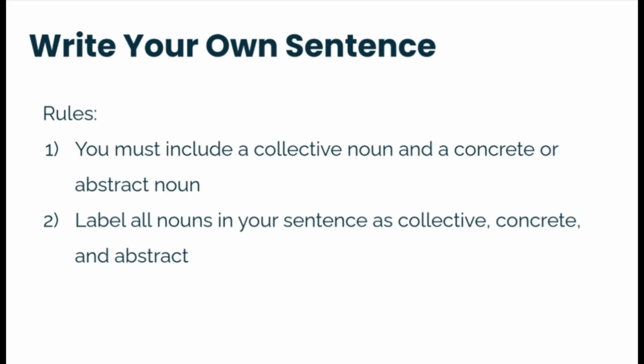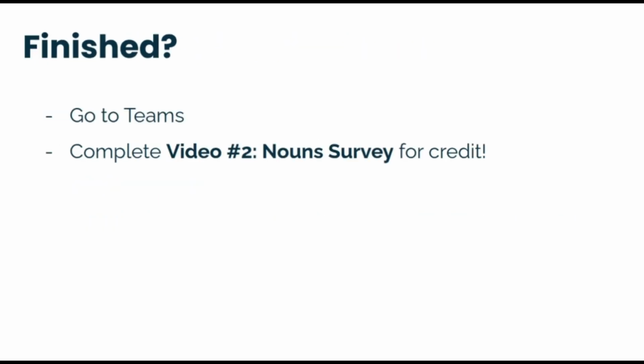All right, this last part you are going to do on your own. It's your chance to write your own sentence. Of course, you can use the sentences that we practiced with above as models, but I do want you to be creative with the sentence you come up with. Couple rules. You must include a collective noun and a concrete or abstract noun. And I need you to label all nouns in your sentence as collective, concrete, and abstract, just like we did above with identifying those nouns. And your last step, I need you to head to Teams and then complete video number 2, noun survey, for credit for completing your second grammar video.